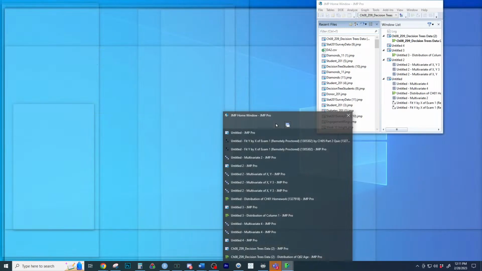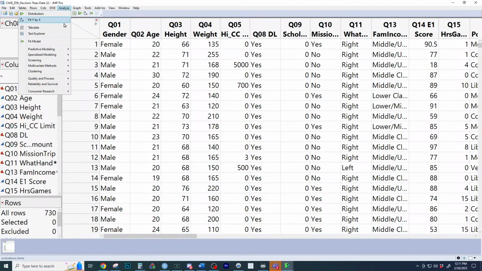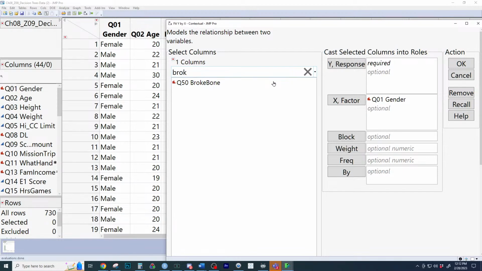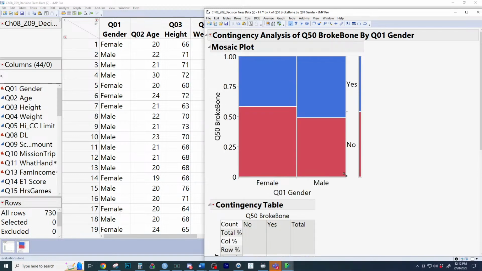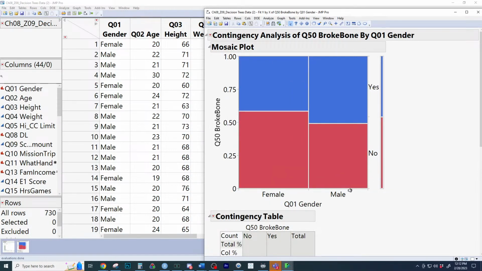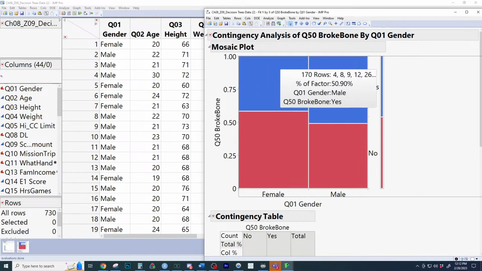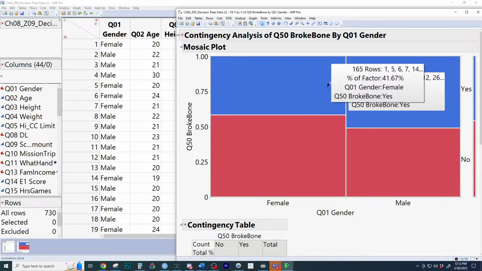We'd go over here, and we need to go to all data. Let's go to Analyze, and then Fit Y by X. We're going to see if gender can explain whether somebody has broken a bone. Do we have broken bone on here still? Broken a bone. There we go. Looking at this, we've got males with yes. If you hover over it, about 51% of males have broken a bone. We can pin that right here. And then females, about 42%, 41%.